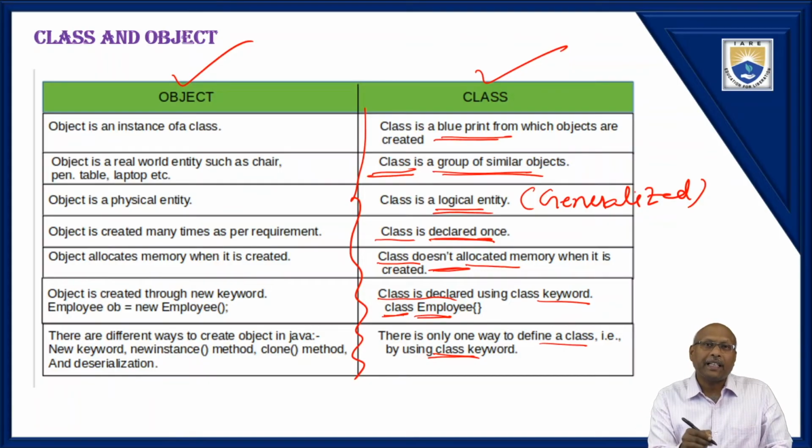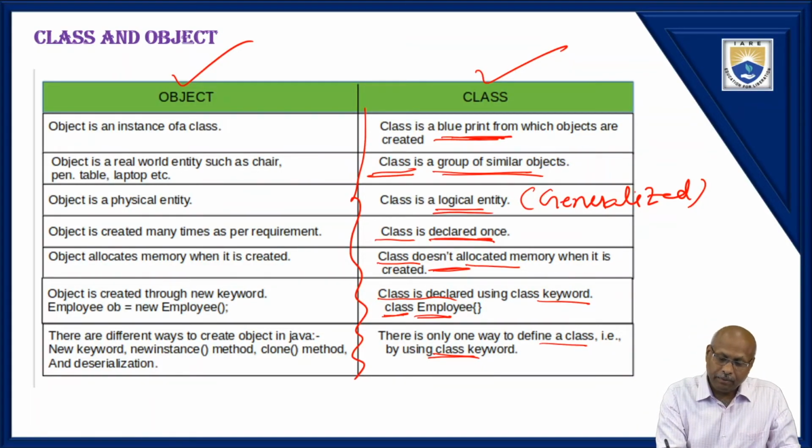For every class, you can create an object. I said class is a blueprint, that means class is a general entity. But for every class, you can create an instance. So I can say an object is an instance of the class. Instance means what? Xerox copy.